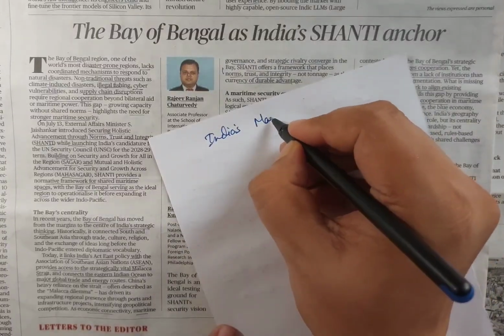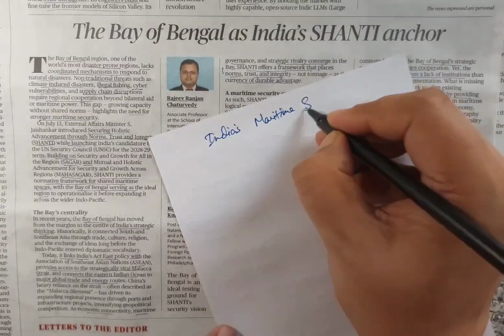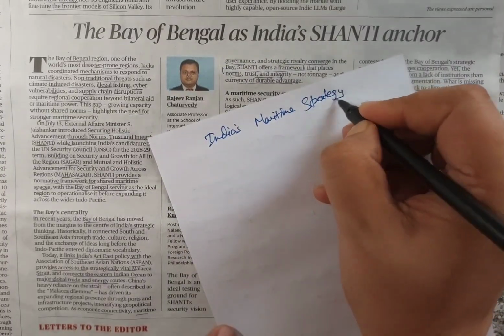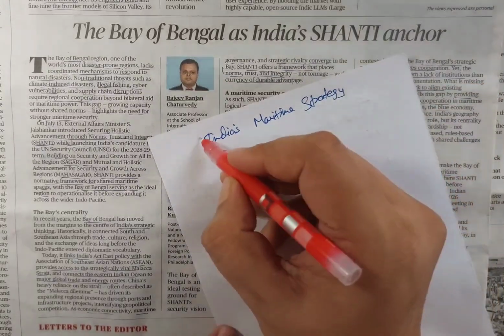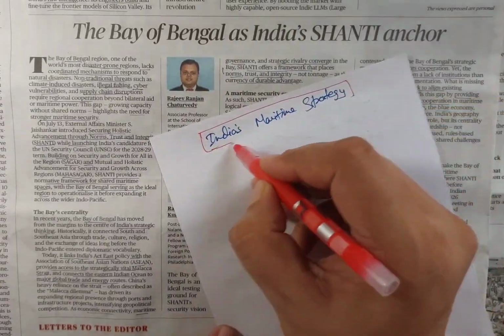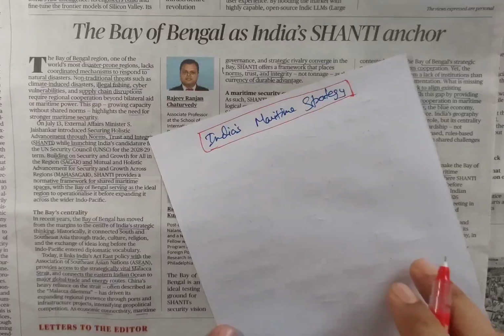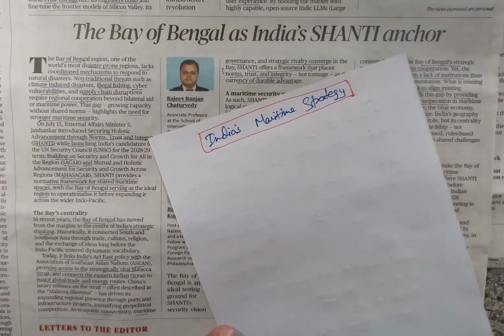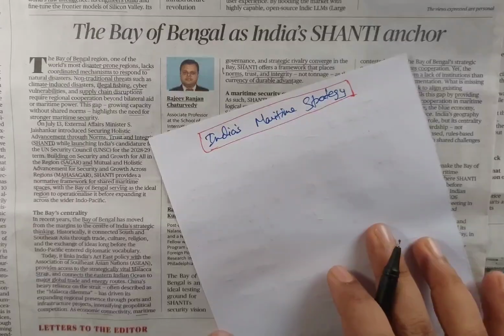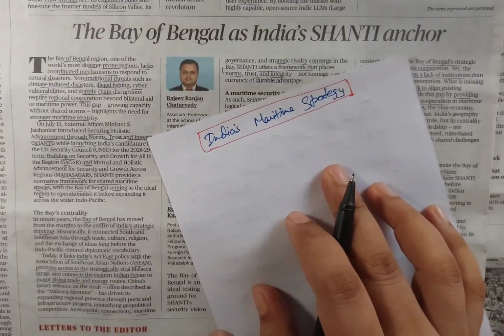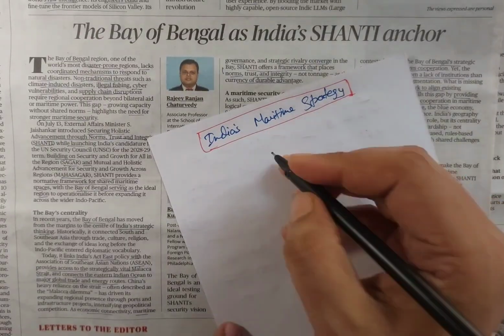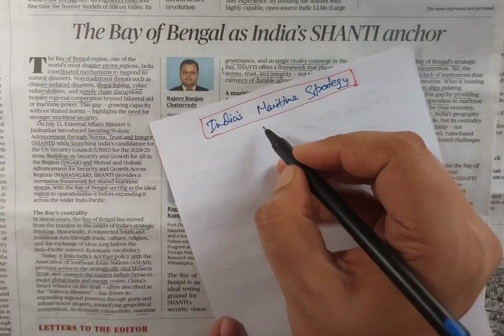maritime strategy. India's strategy related to the waters, international waters, like the Indian Ocean. India is mostly concerned about the Indian Ocean and Indo-Pacific Ocean. So this India's maritime strategy started evolving.